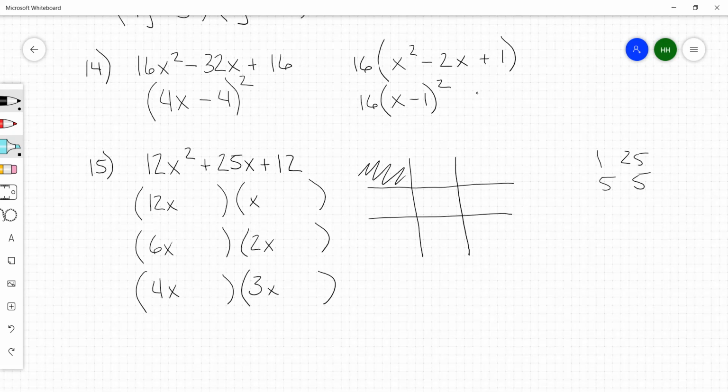Let's see, 6 times 5 is 30, and 10, that's too big. 4 times 5 is 20. 4 times 5 is 20 and 15. Everything's positive.